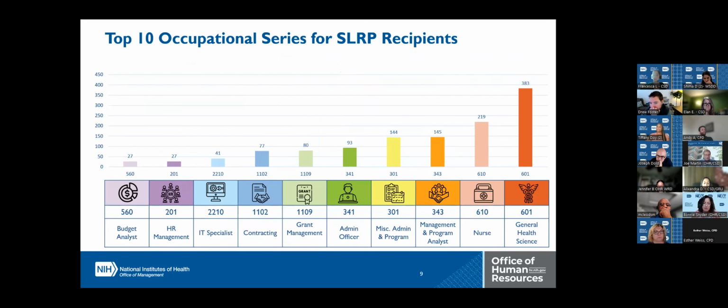Next, we broke down the program by occupational series. Overall, SLRPs have been given to employees in 65 different series, and here are the top 10. Nurses and health scientists have received the greatest number of SLRPs over the past 5 years. Next slide.